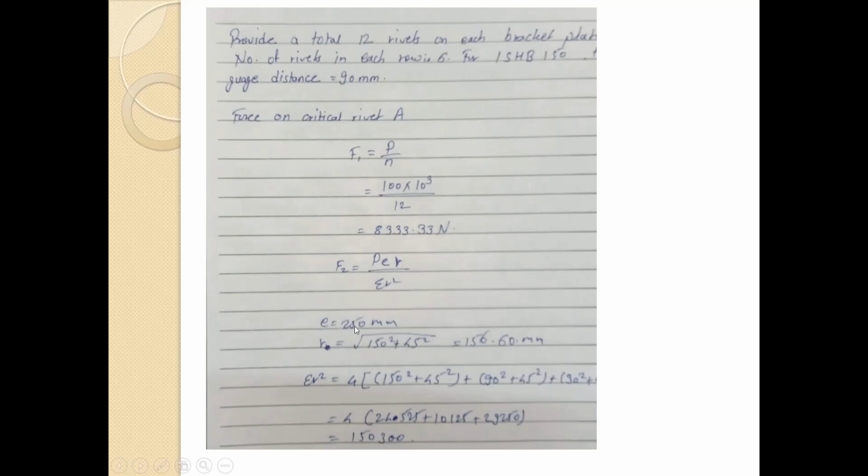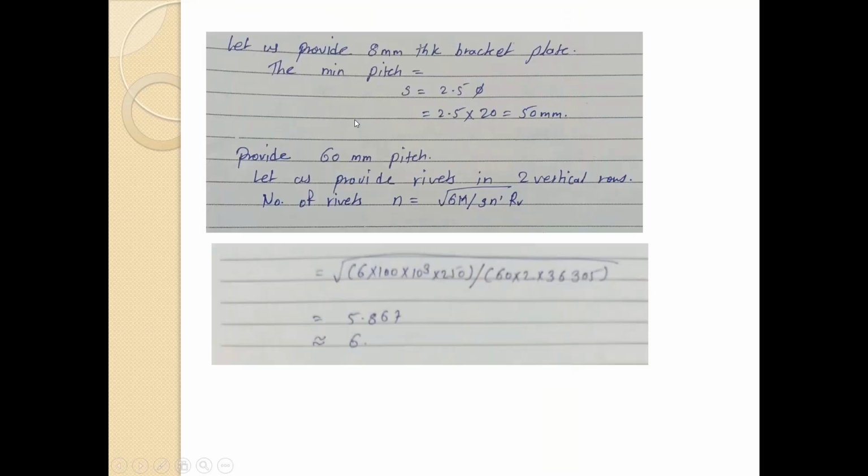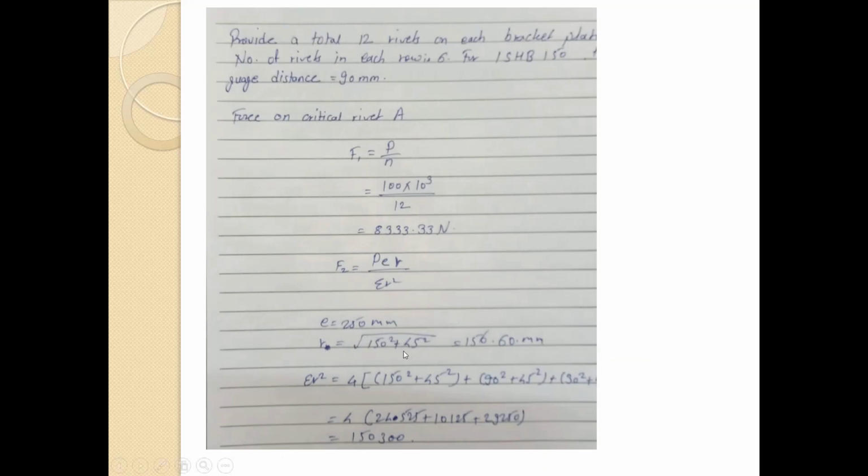that F2 is equal to P into e into r divided by the summation of r square. How do we calculate this r? Here the gauge distance has been given, that is 90, and we have provided the pitch of 60. So 60 plus 60 is 120, and half of it plus the edge, that is 150, from the center. This distance is 150, and half of this 90 is 45. So by using the Pythagoras theorem we are calculating that r value. 150 square plus 45 square becomes 156.60 mm.